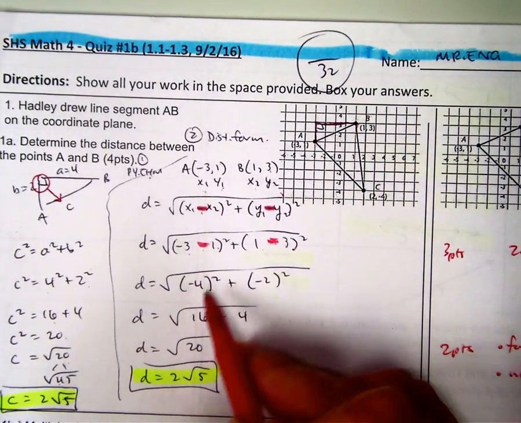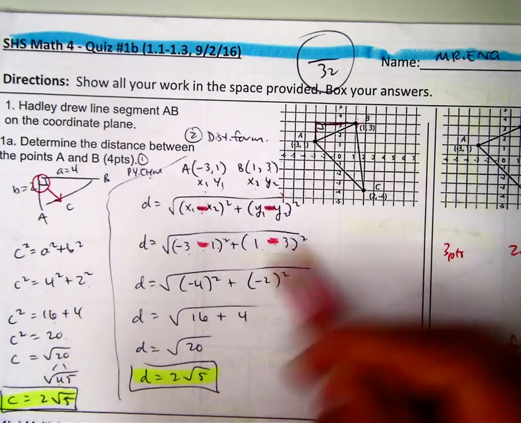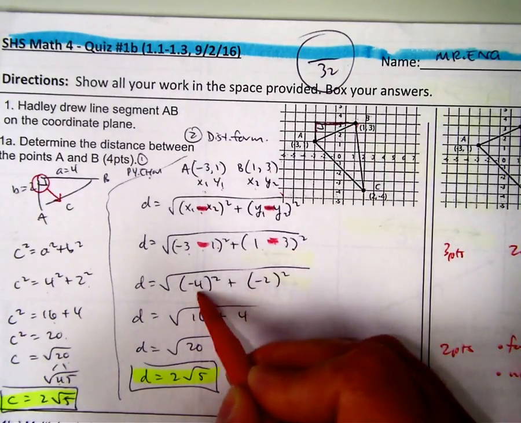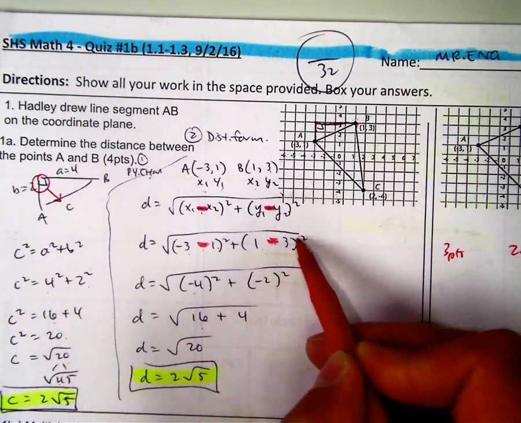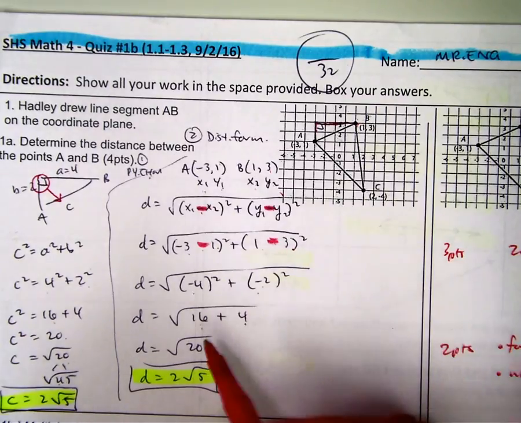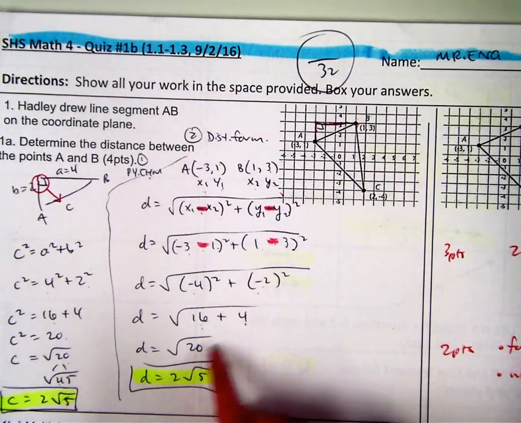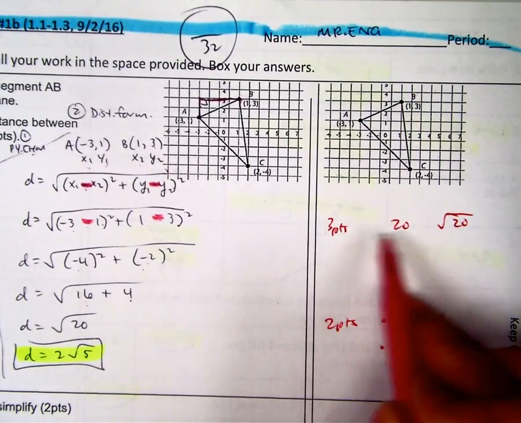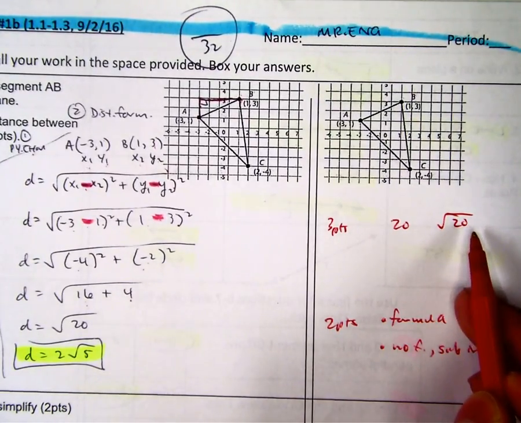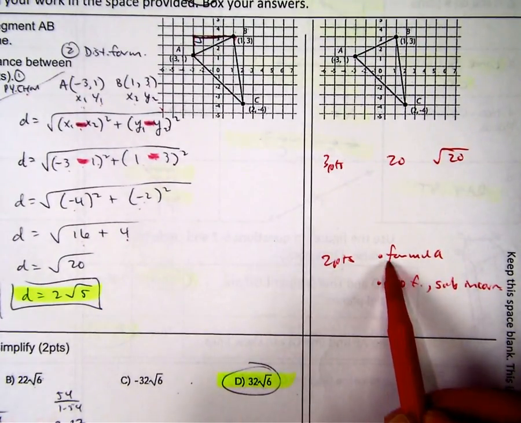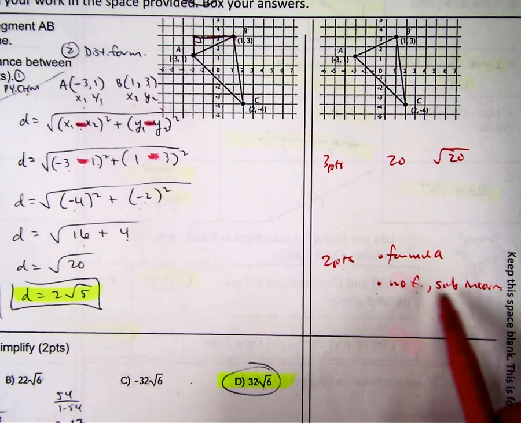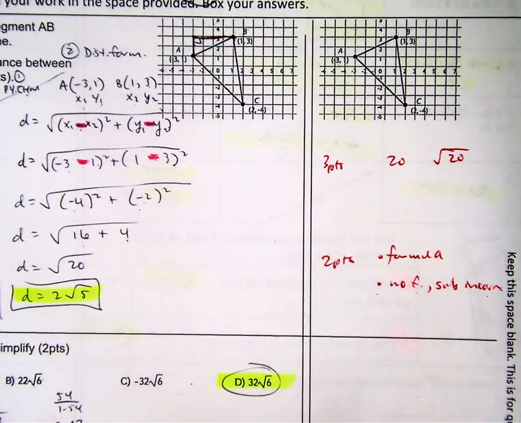-3 minus 1 is a -4. And -4 times -4 is a positive 16. Anytime you have anything to the power of 2, it'll turn into positive here. 1 minus 3 is -2. -2 squared is 4. 16 plus 4 is square root of 20. And you simplify that, you get 2 radical 5. If you left your answer as 20 or radical 20, you got 3 points. You receive 2 out of 4 if you just wrote down the correct formula, or no formula and your substitutions were incorrect.